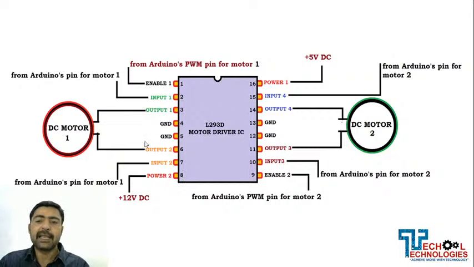So what will happen then? The Arduino will only be sending the signal to operate the motor. It is not sending the power. So this pin number 12 will be connected to the power pin. In the same way, you can connect another motor.